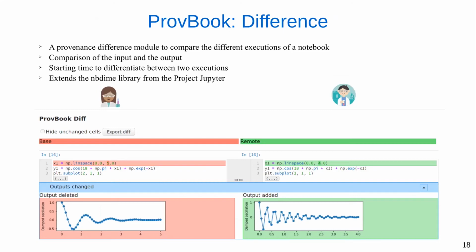In this model of Provebook, we provide a provenance difference to compare the different executions of a notebook. This helps in the scenarios that we discussed with Anna and Bob. It compares the input and output between two executions, and it extends the nbdime library from Project Jupyter. With this, Bob can reproduce and compare the execution of Anna's notebook with his own execution and see if there is any difference in the input and output, and the difference is highlighted for him.